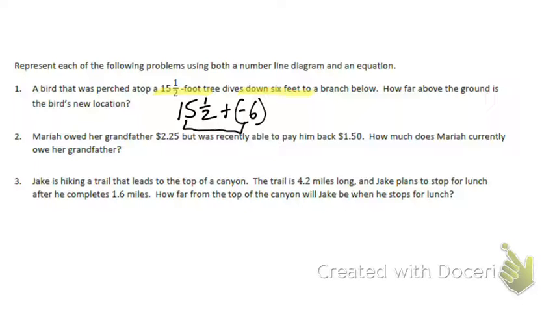Right here, just do 15, take away 6 is what? 9. But you still got the half. So 9.5 feet.